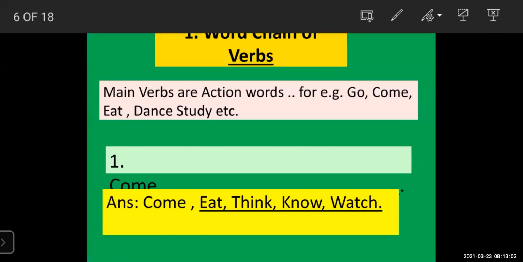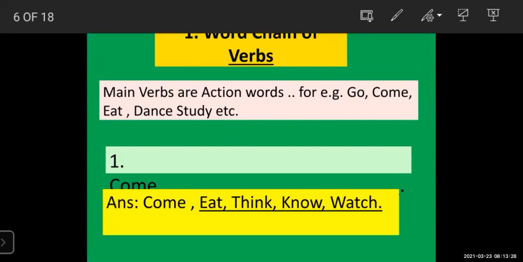E-A-T. You can begin your verb. E-A-T, it is an action word. It is a verb. You can begin your word with E. Then after E-A-T, the last letter is T. Now you have to begin your next word with a verb beginning with T.